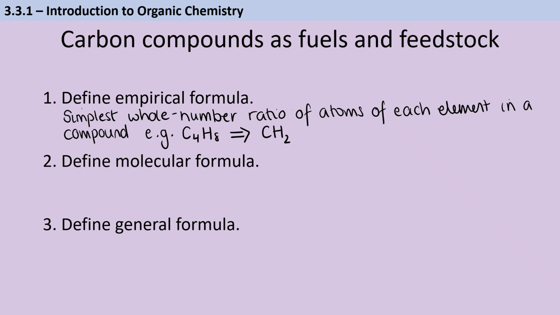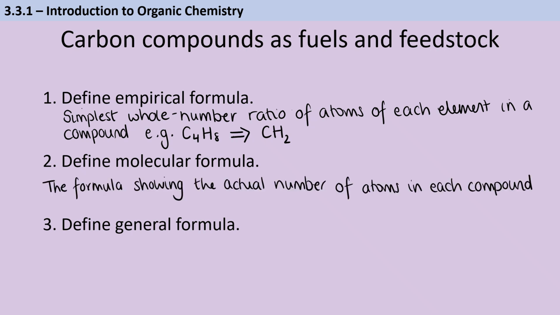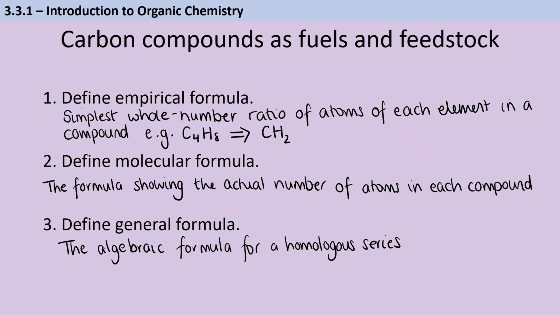In contrast to that, a molecular formula tells you about one particular molecule and gives you the exact number of atoms of each type within that molecule. A general formula is for the whole of a homologous series, and it tells you what the algebraic ratio of the different elements in it is going to be. So for instance, if we think about the alkanes, then it will be CnH2n+2.